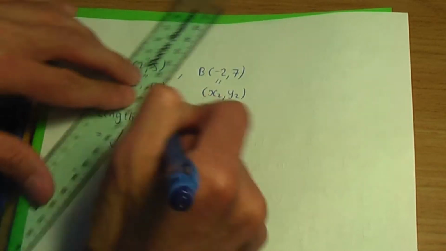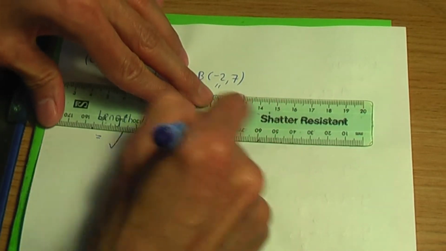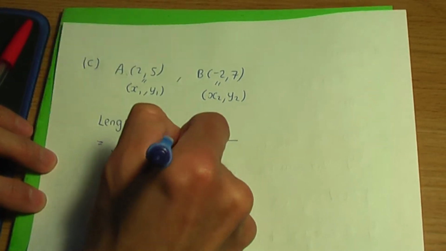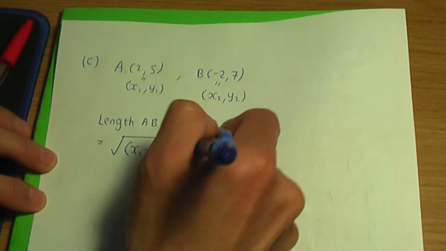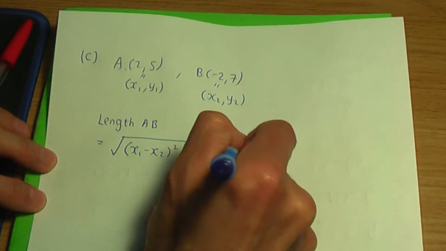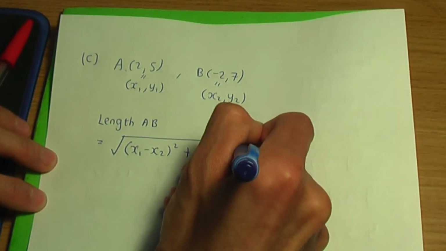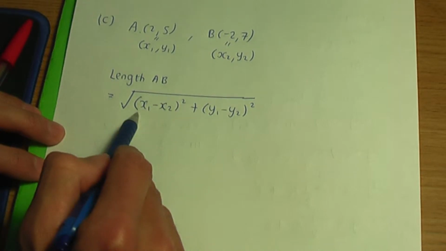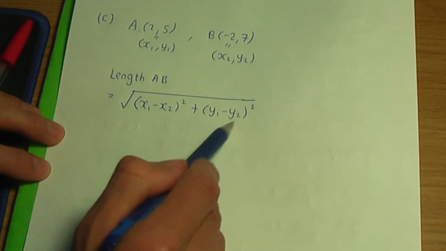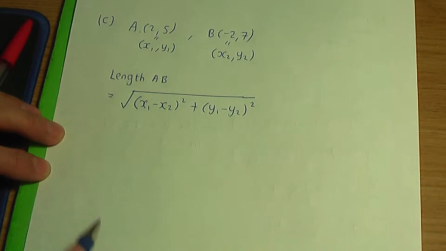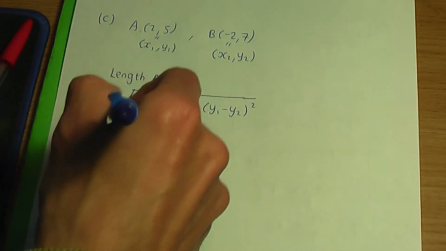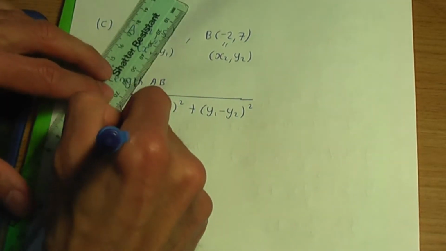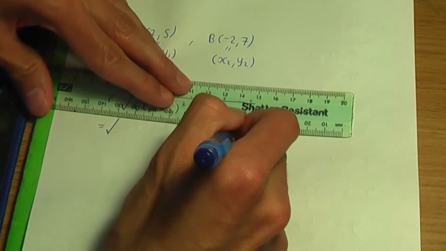The formula is the square root of x1 minus x2 squared plus y1 minus y2 squared. So it's the square root of the difference in x coordinates squared plus the difference in the corresponding y coordinate squared. So let's plug in the data. So when we substitute in the data, we'll have the square root of.